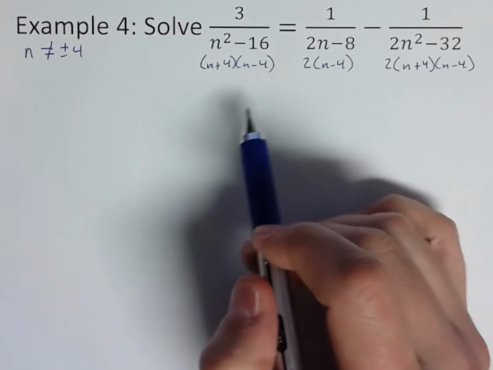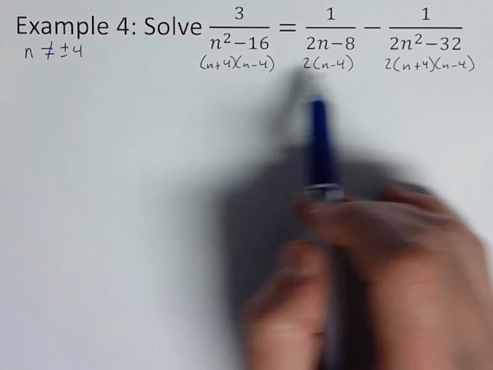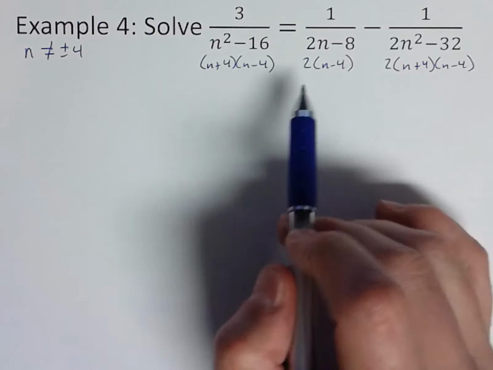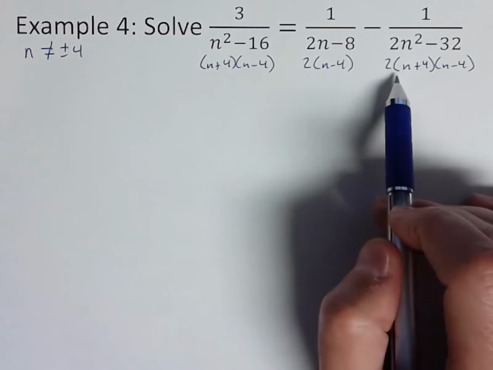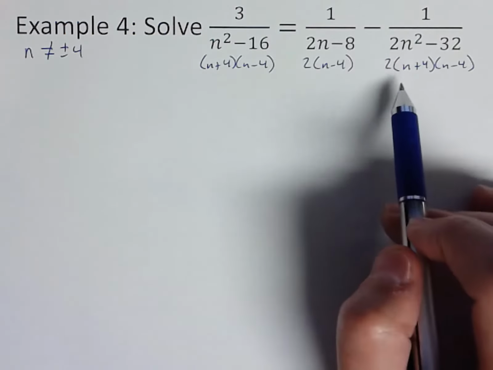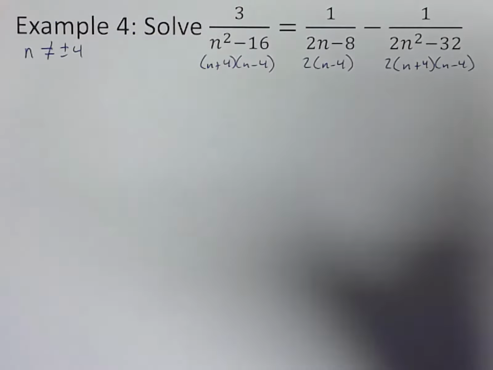All right, what's our common denominator? Well, we've got an n plus 4, n minus 4. They're going to have to be there. And it looks like we've got a 2. So this has everything but the 2. This has everything. And this is just missing the n plus 4. So we're going to multiply this denominator through the whole thing, wipe out our denominator.